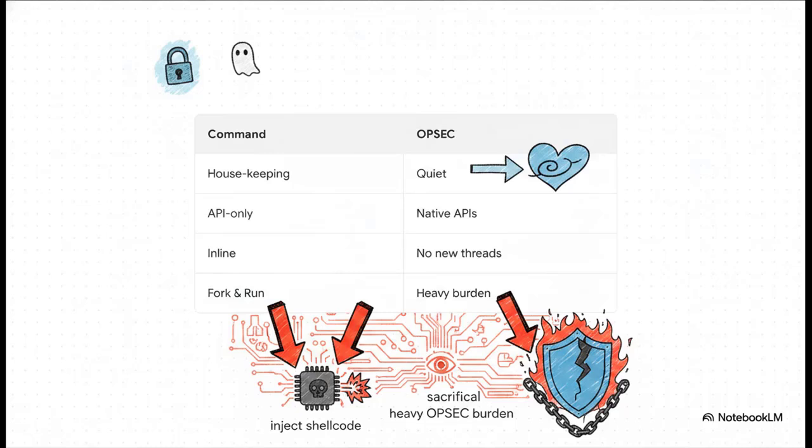Housekeeping and API-only commands are relatively quiet. Inline commands, executed as beacon object files, run right in the main thread and avoid new thread creations entirely. But fork and run commands like execute-assembly or powerpick carry an absolutely massive offset burden. Why? Because they literally have to inject shellcode to start a new thread or spawn a completely new sacrificial process. Knowing this tells you exactly where to look for injection events.